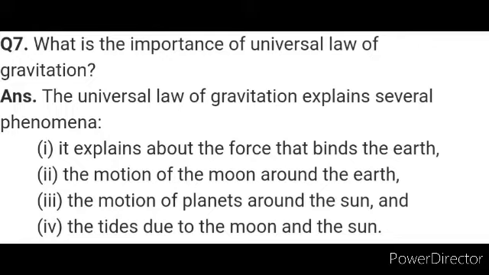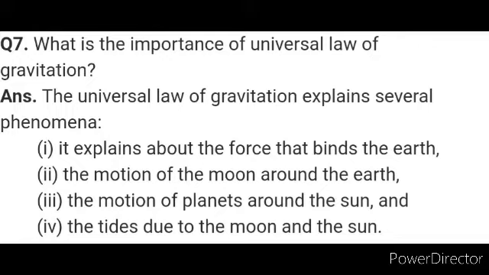Second, the motion of the moon around the earth is because of this universal law of gravitation. The concept is explained by this. Third is the motion of the planets around the sun. And the fourth one is the tide formation due to the moon and the sun. So these are all the phenomena which are explained by the universal law of gravitation.